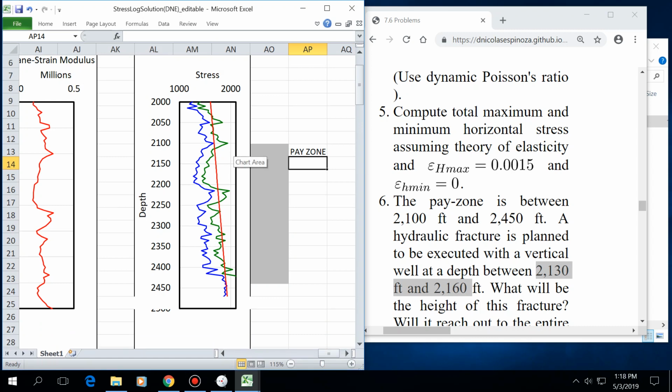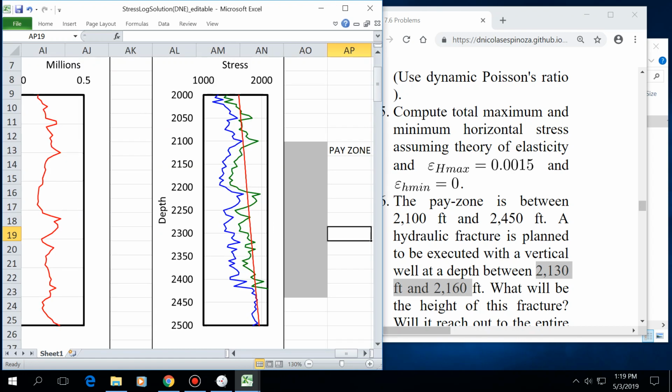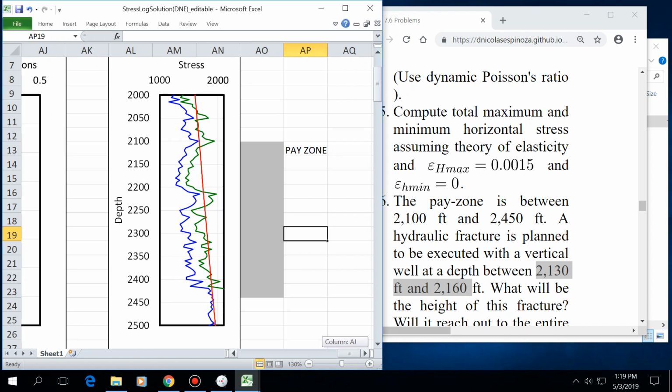But then, your fracture is starting over here. So what is the blue line? Which is stress? Minimum horizontal stress. The green is maximum horizontal stress. And the red is vertical stress. Let's start with a simpler question. What is the faulting regime at the depth of the perforation?